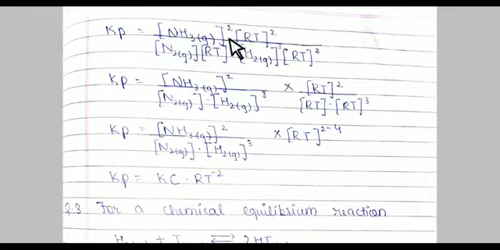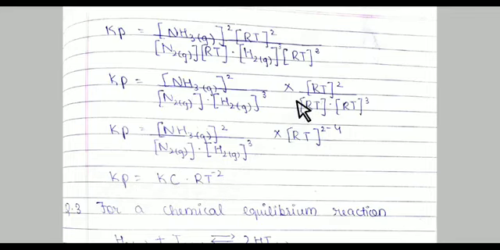Concentration of NH3 square upon concentration of N2 into concentration of H2 cube. So this is nothing but the value of Kc, the equilibrium constant at molar concentration. So Kp is equal to Kc into (RT) raised to minus 2.